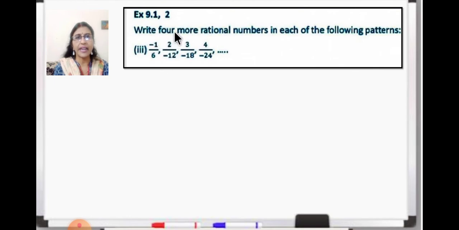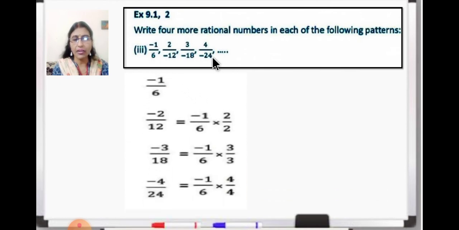This question was, write 4 more rational numbers in each of the following patterns. So here this is the pattern given, minus 1 upon 6, 2 upon minus 12, then 3 upon minus 18, 4 upon minus 24. So this way a series of numbers are given, and based on this pattern we will find 4 more rational numbers. So first what we'll do, we will write down these all rational numbers.